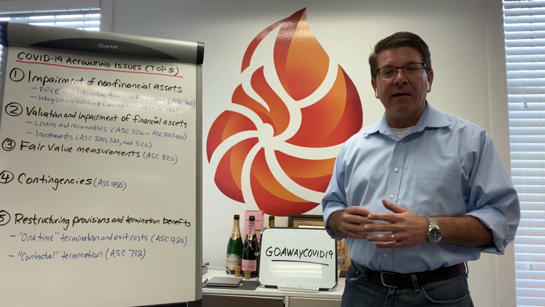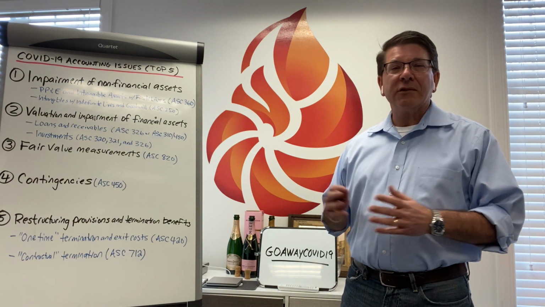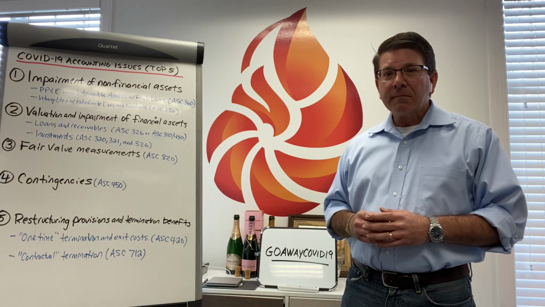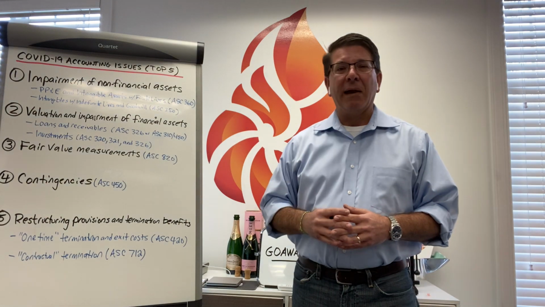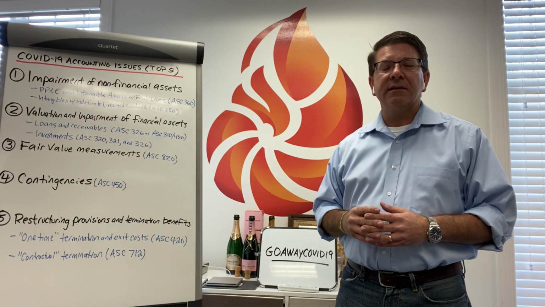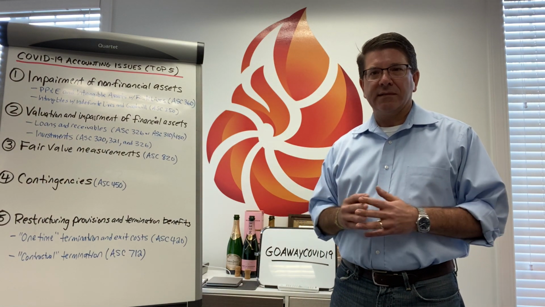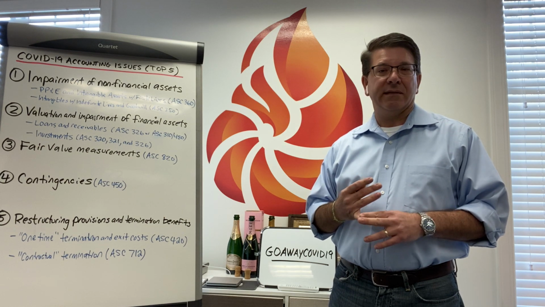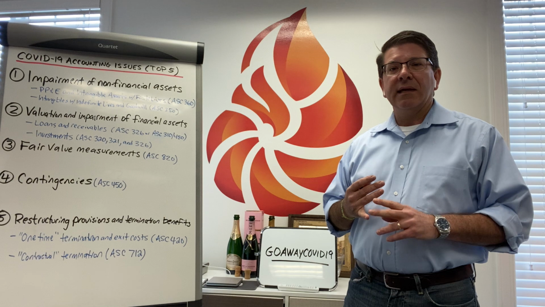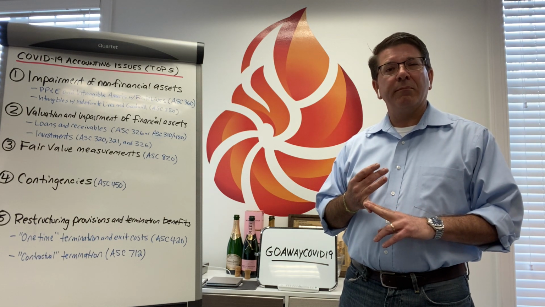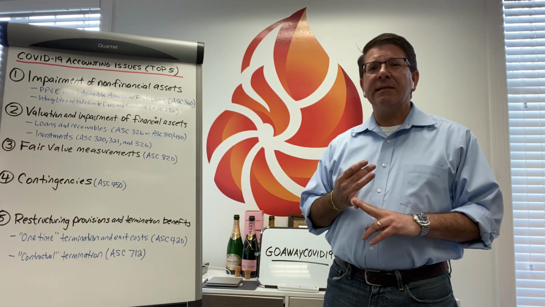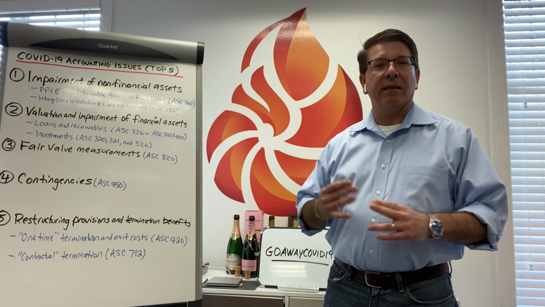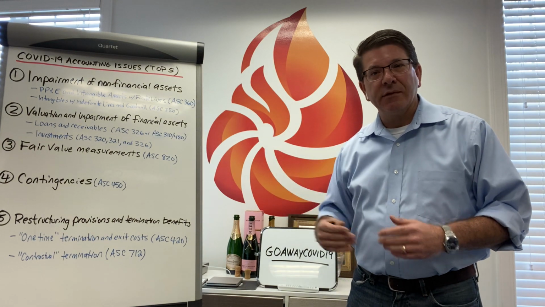This is my top 5 accounting issues related to COVID-19. First and foremost, I think we have impairment of non-financial assets. And really those are 2 ASC topics there. We have ASC topic 360. Now ASC topic 360 is for impairment of PP&E and intangibles with useful lives or finite lives. So these assets are being amortized.